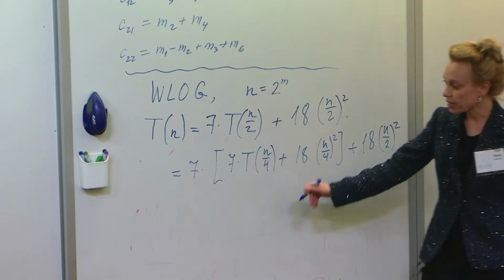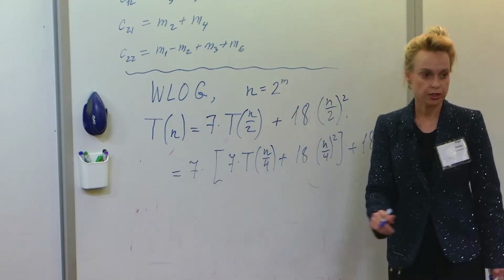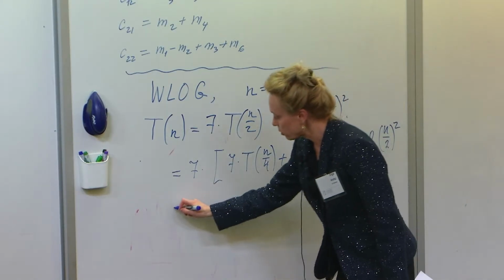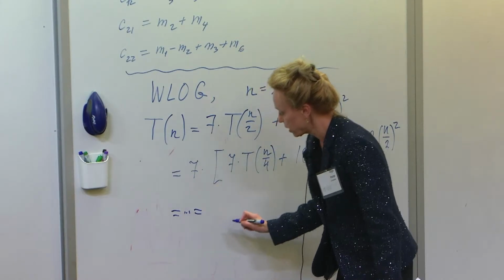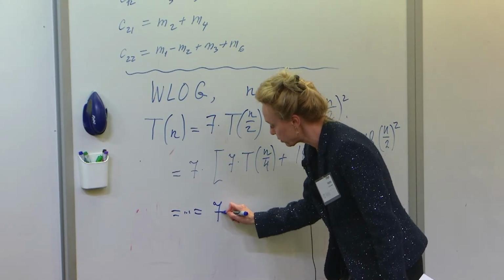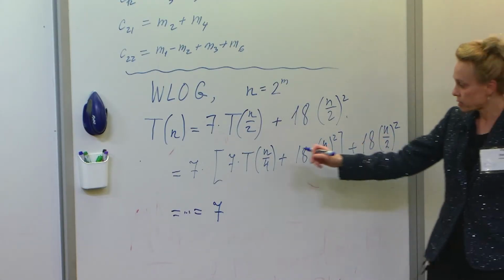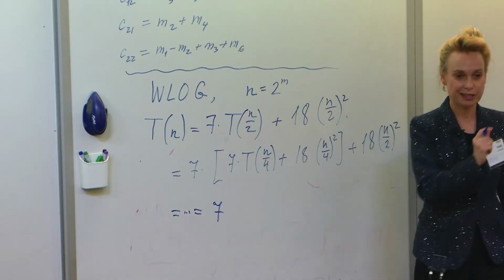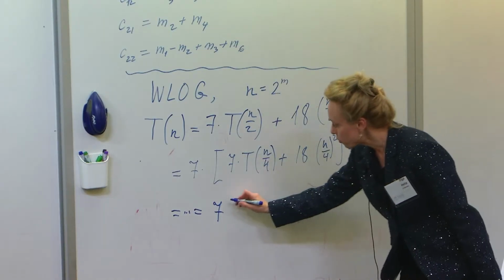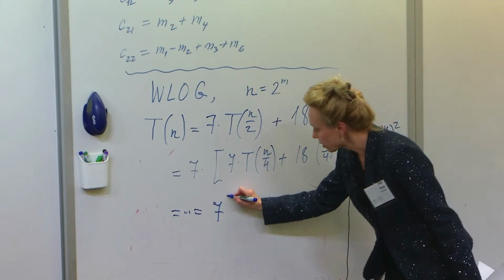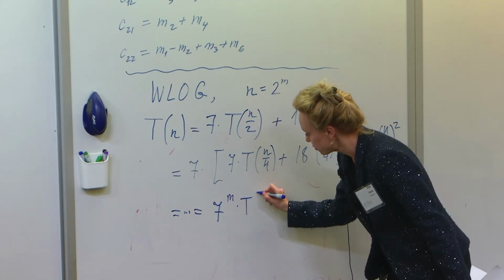Okay, cool. So imagine this keeps going until we reach our base level, and your choice of base level could be 2, or it could be just 1. If we pretend we go all the way down to 1, and we did this a bunch of times, what are we going to collect? We are going to collect 7 to some power times T of 1, the cost of doing it for 1 by 1 matrices. So what power of 7 should I use here? m, times T of 1.